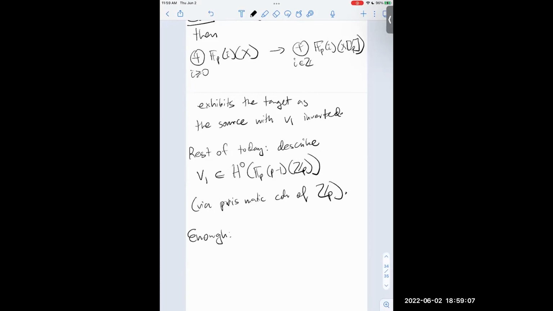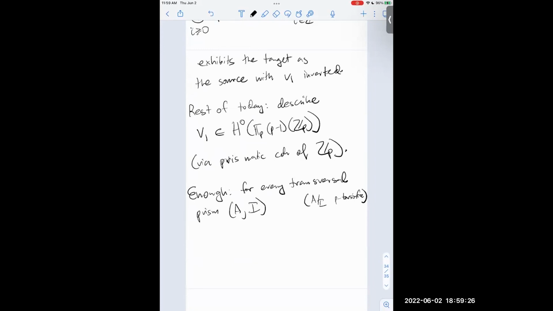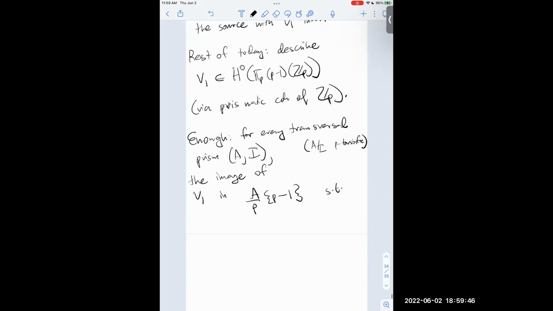It's enough to construct, for every transversal prism (A, I), where transversal means A/I is p-torsion free, the image of V1 in A/p twisted by p-1, such that this image is a fixed point for the p-divided Frobenius.